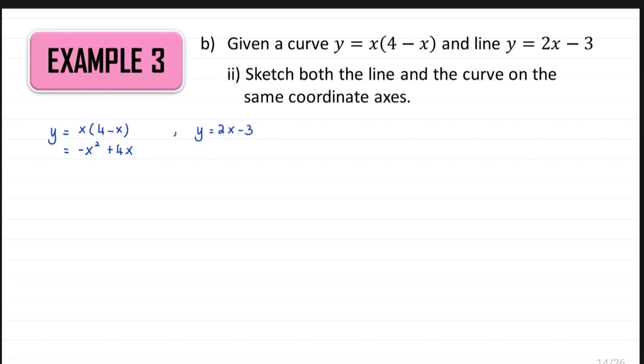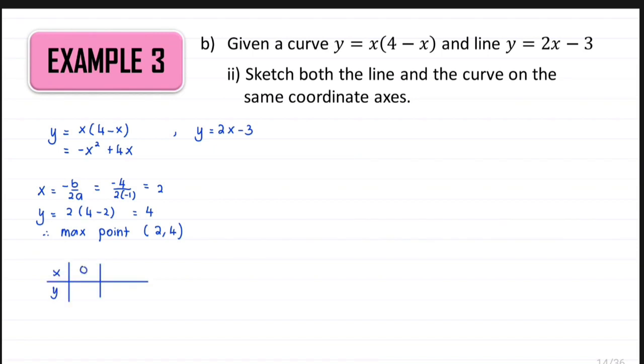We start to sketch the graph for the quadratic. Since this one is negative x squared, we have a maximum point. So x equals negative b over 2a, negative 4 over 2 times negative 1. So we get answer 2. Then we find y. We substitute 2 into x, so we get 2 times (4 minus 2). Then we get 4. So our maximum point is (2, 4). Then we find the intercept.